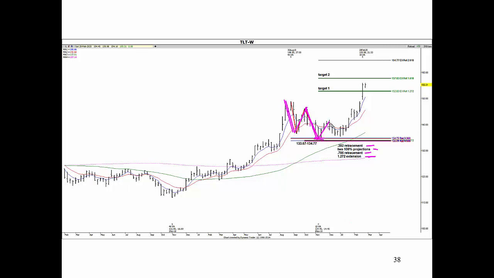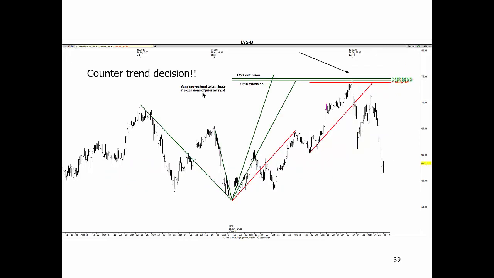Now, the initial rally was nice, but then it started to falter. But since the original support was not violated, this was still a valid setup. So once there were renewed buy signals, we went back in on the buy side, and we did meet 2 targets on the upside, because the high was made actually, I think, a couple days ago. So that's the TLT example. And then we've got a counter trend decision in LVS as an example.